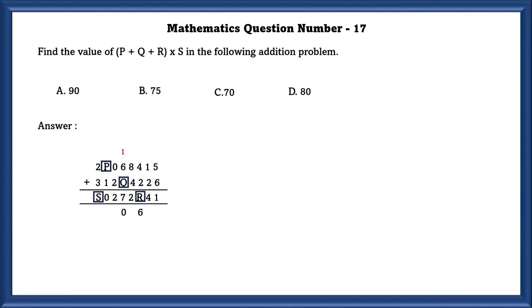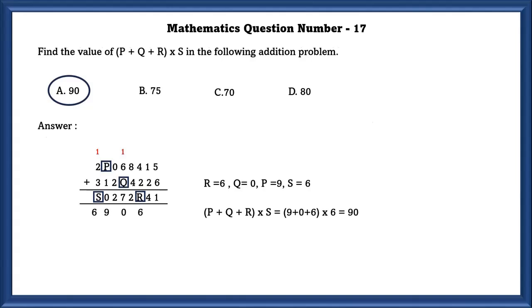Next is 0 plus 2 is equal to 2. And 9 plus 1 is equal to 10. So carry forwarding 1. 2 plus 3 is equal to 5 plus 1, 6. So we have found all the values of P, Q, R and S. So R is equal to 6, Q is equal to 0, P is equal to 9 and S is equal to 6. Substituting the value of P, Q, R and S in this equation, we'll get the answer as 90.